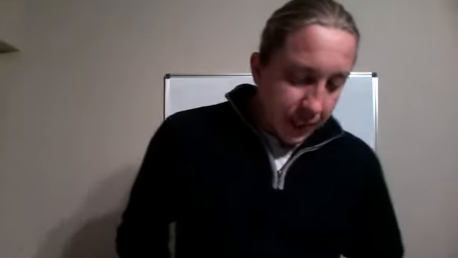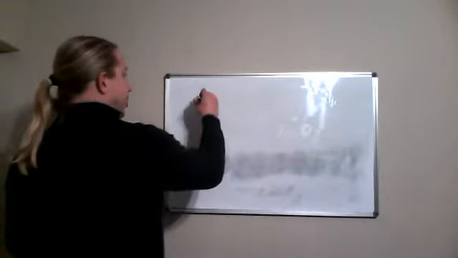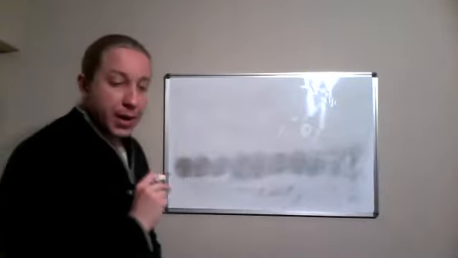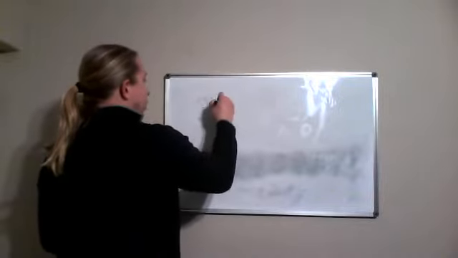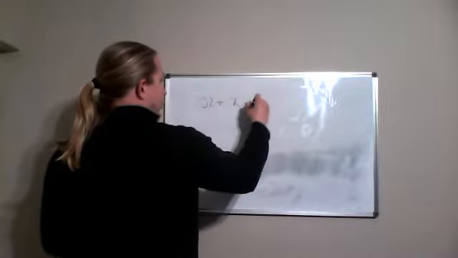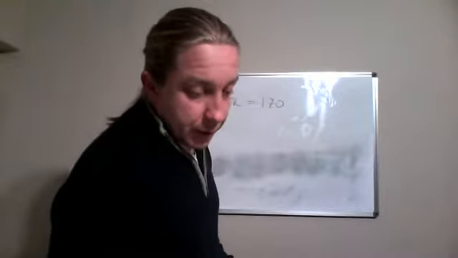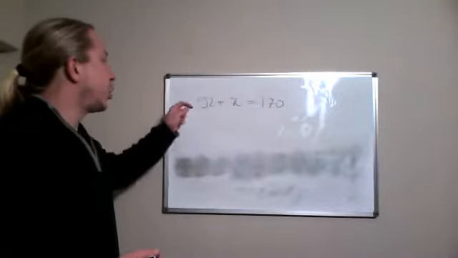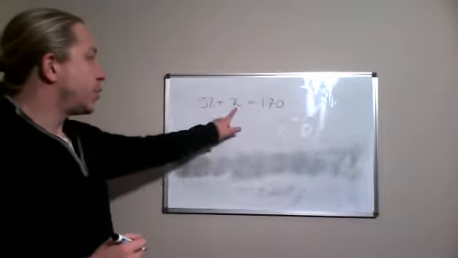Number 2 says, solve these equations and check your solutions. A, what should be added to 92 to get 170? Okay, so our unknown is going to be x. So what should we add to 92 to get 170? So 92 plus x equals to 170. Okay. So what we've done here is we've translated from words into an equation. Now we need to solve for x.